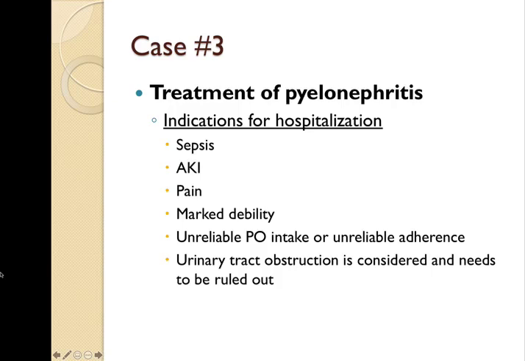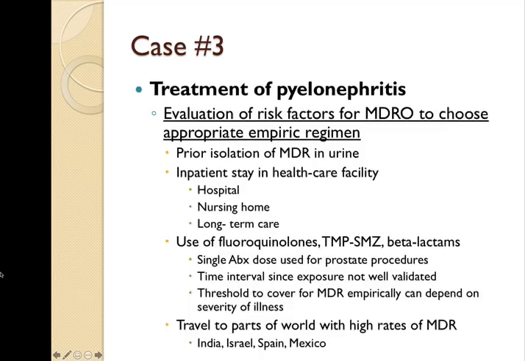Okay. Any other risk factors that you think would put her at risk for an MDR organism? History of MDR. So prior urinary isolation. Okay.